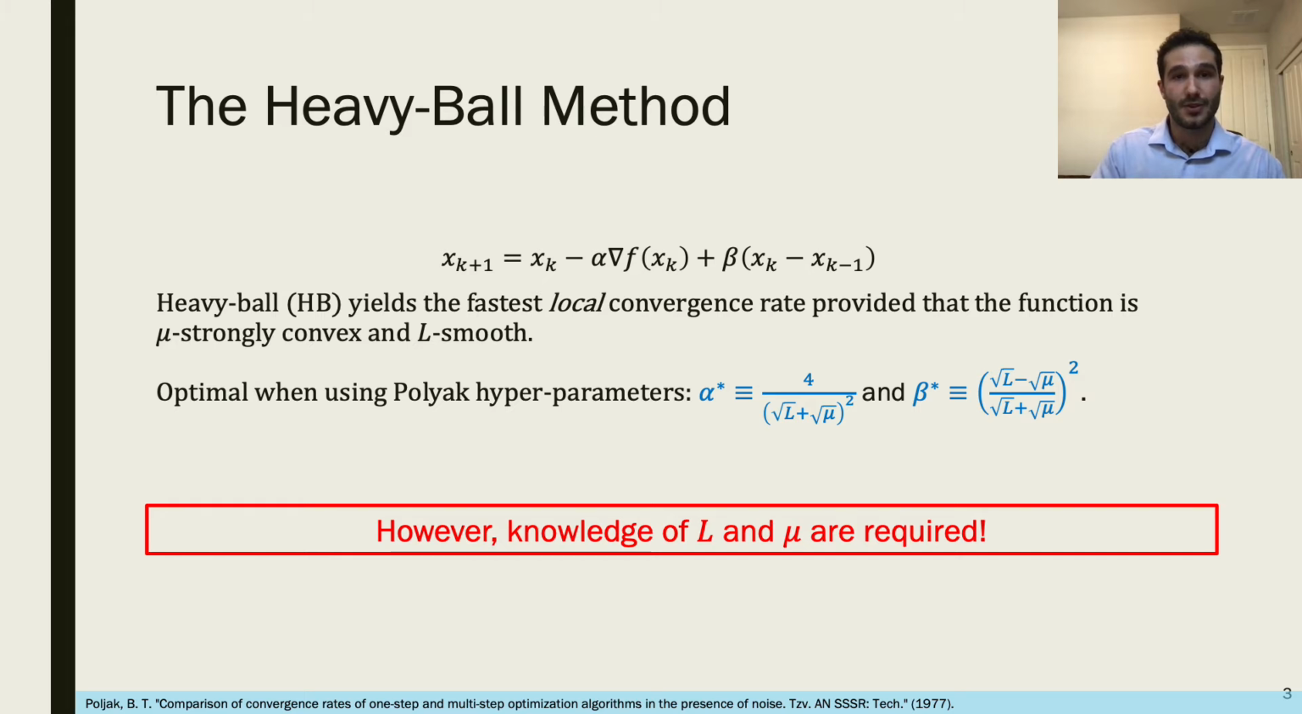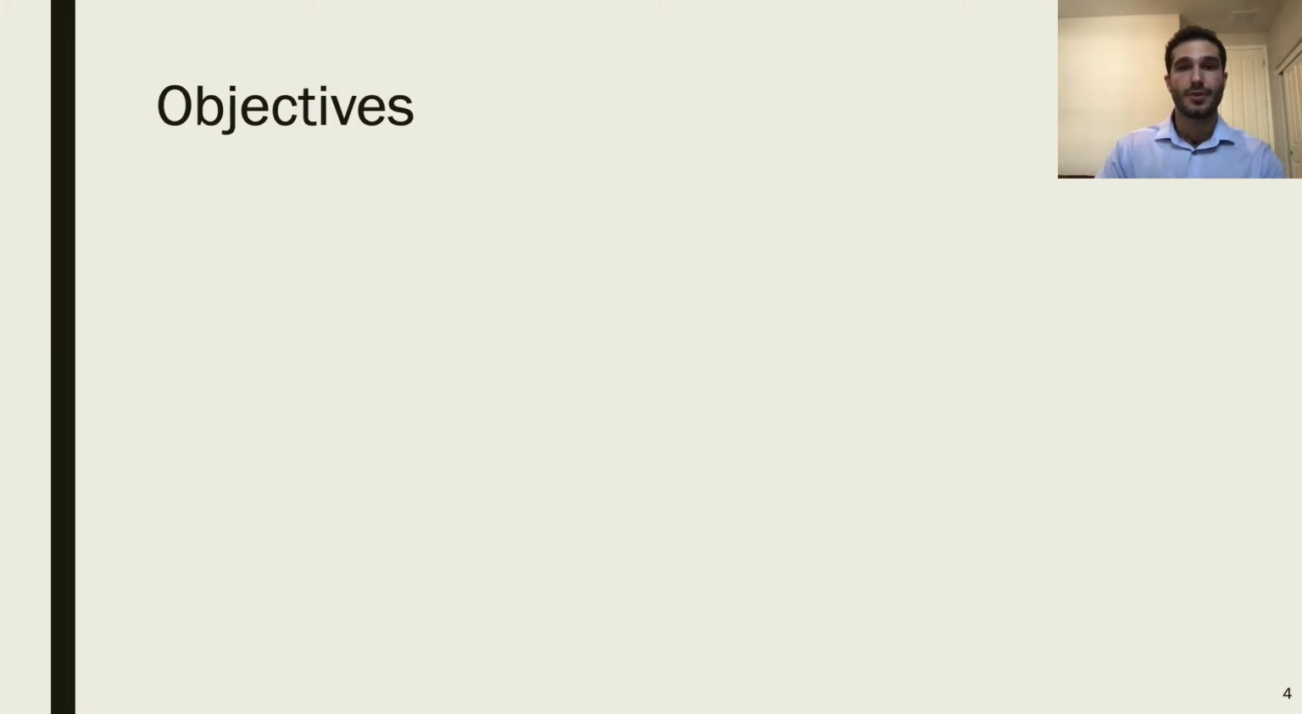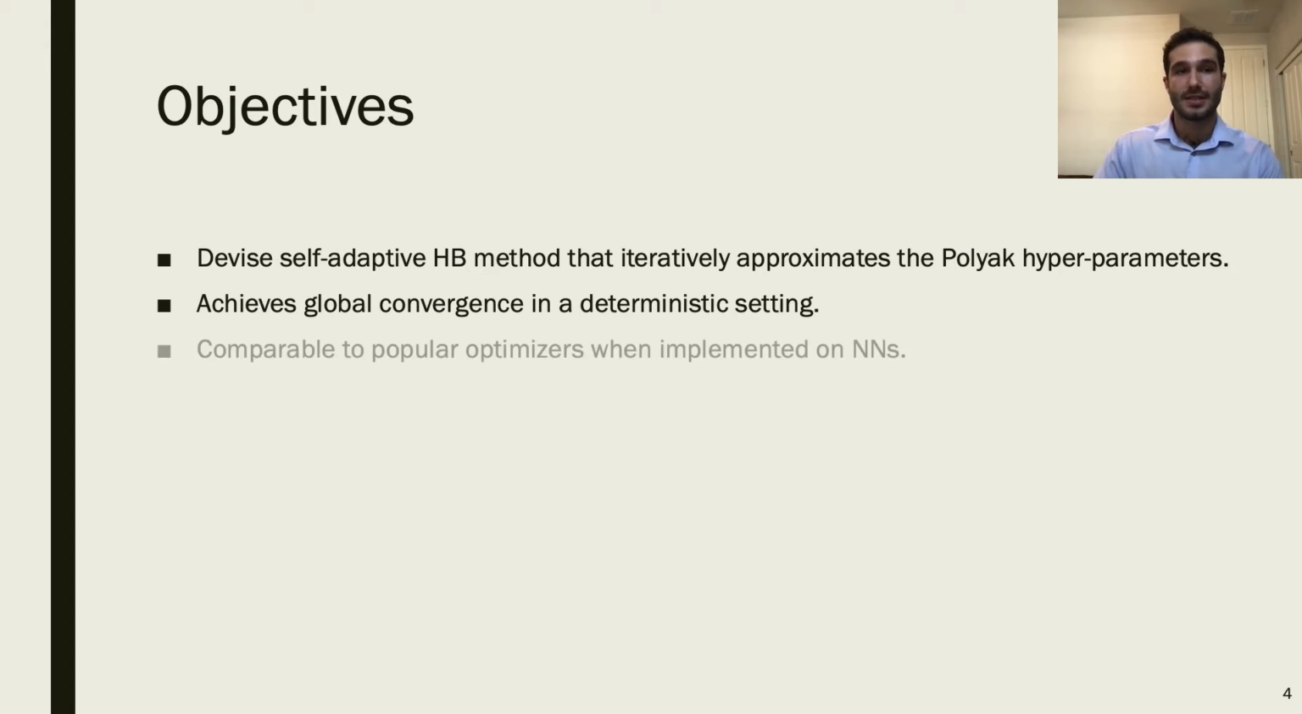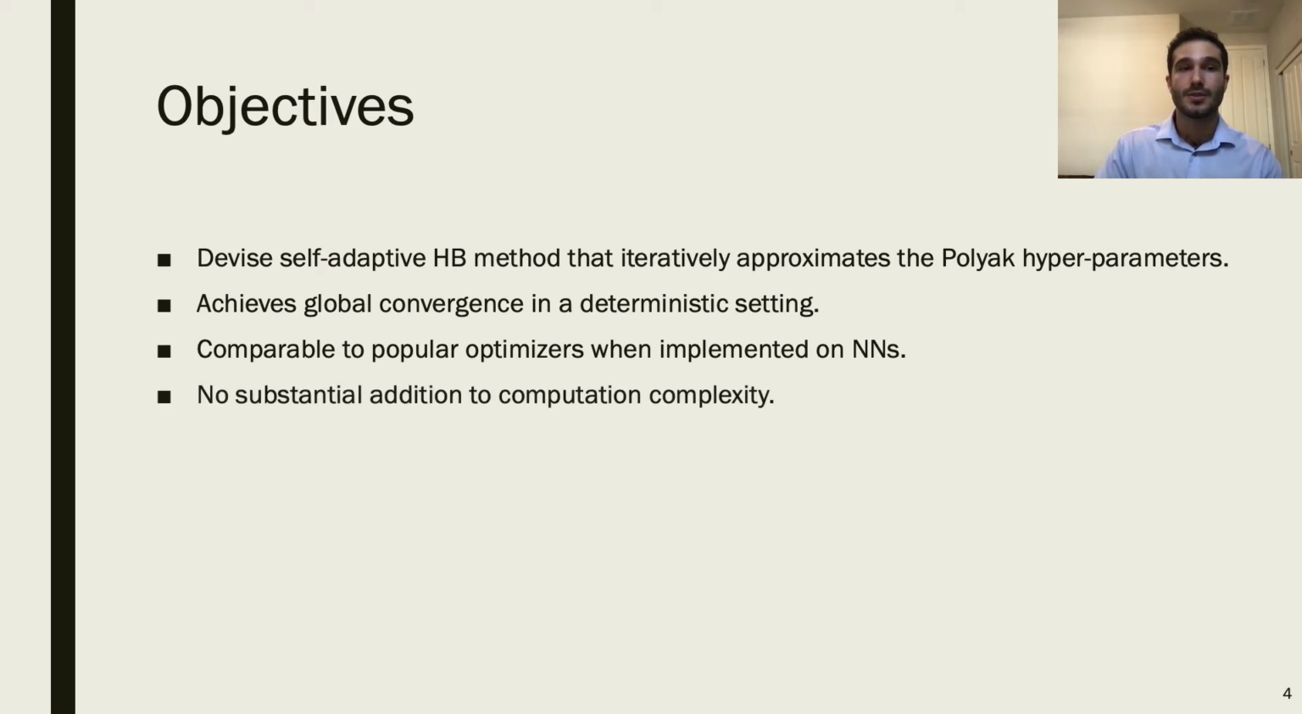Therefore, in this work, our objective is to devise a self-adaptive heavy ball method that iteratively approximates the Polyak hyperparameters, that achieves global convergence in the deterministic setting, that has performance comparable to popular optimizers when implemented on neural networks, that has no substantial addition to computational complexity while requiring minimal to no tuning.